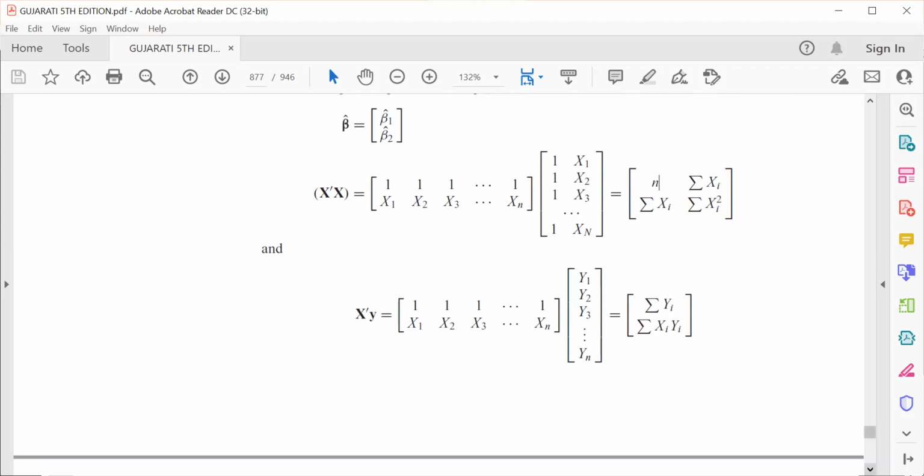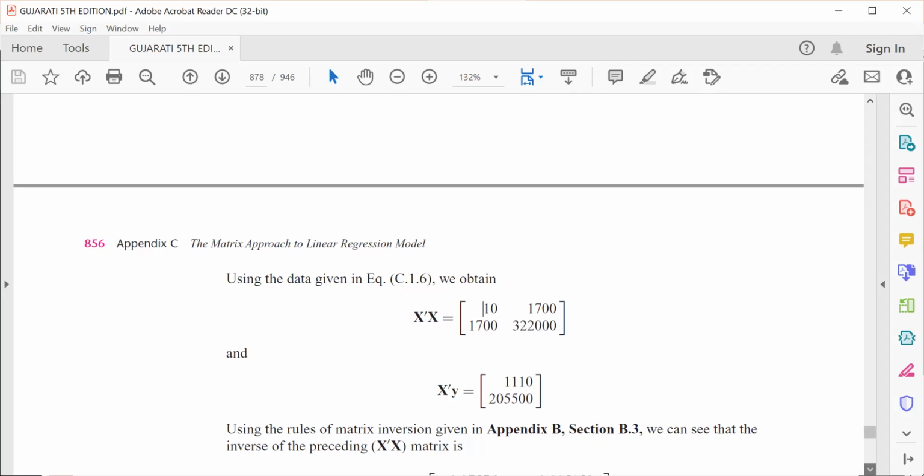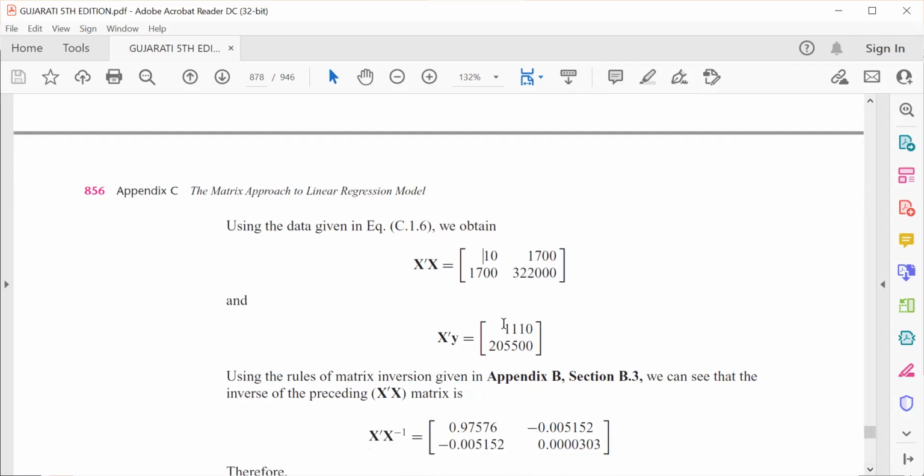So after calculating this, we insert the values into the equation. In X prime X, 10 is the number of samples, 1700 is sigma x, and 322,000 is sigma x squared. And for X prime Y, 1110 is sigma y, and 205,500 is sigma xy. Okay, now the inverse. How do we calculate the inverse? From here, we first calculate the determinant.